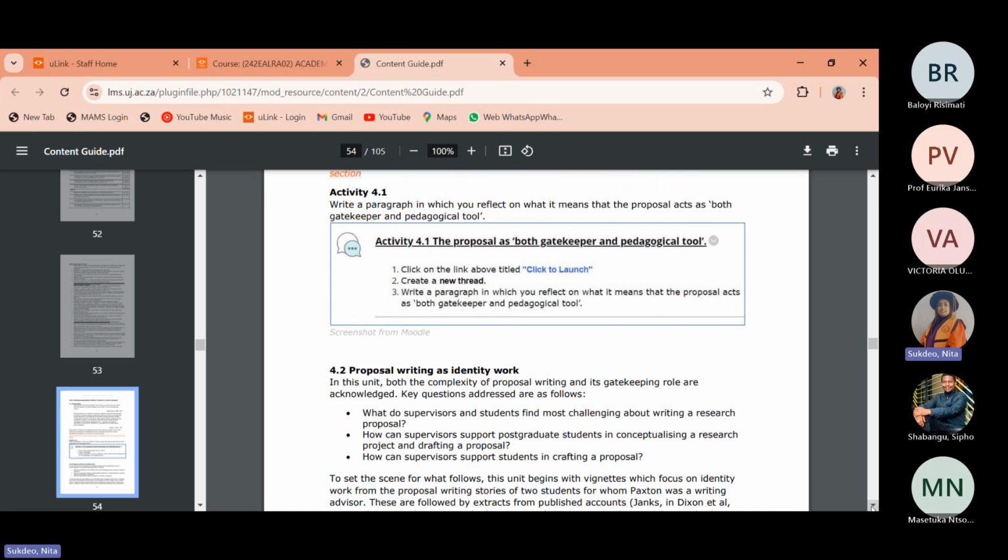So we go straight into the first activity, which is a simple activity. Write a paragraph in which you reflect on what it means that the proposal acts as both a gatekeeper and a pedagogical tool. What does gatekeeping mean?